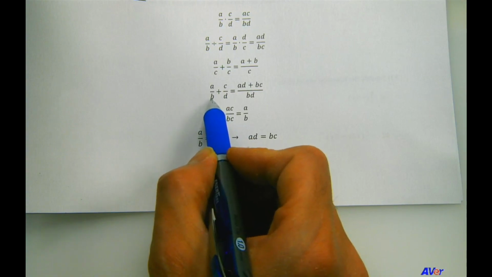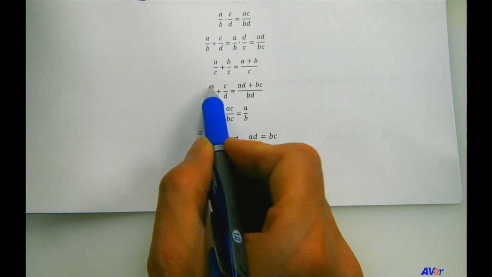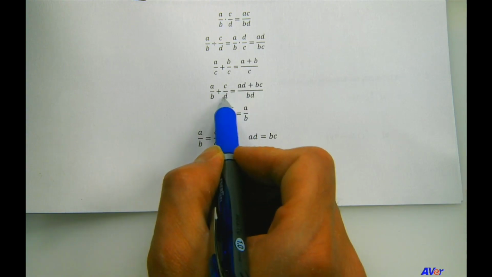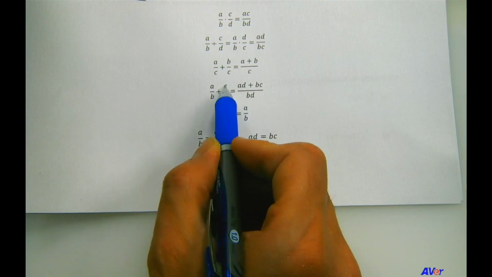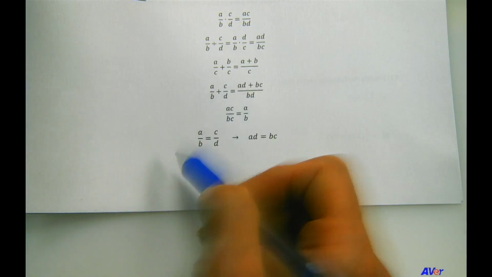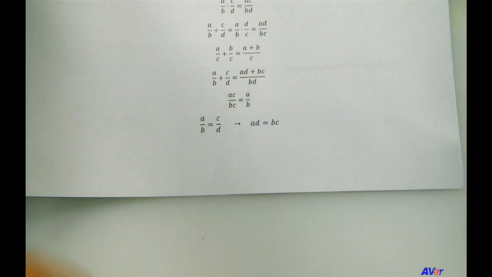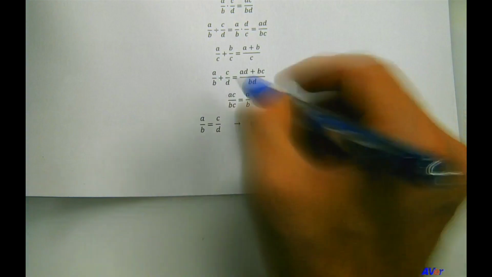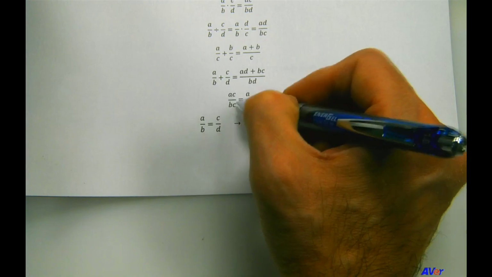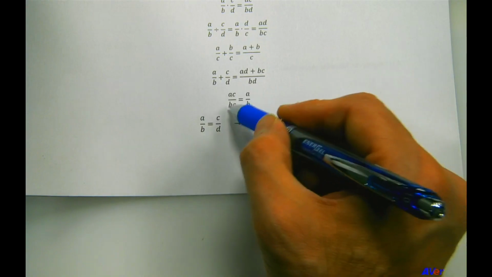So BD is the common denominator, right? D is missing from this denominator, so multiply its numerator by the missing part, which is D. From this denominator, B is missing. So multiply the numerator by the missing piece, which is B. So BC. And then AC over BC is equal to A over B. The reason is we can cancel C here because A and C are being multiplied and divided by B times C.